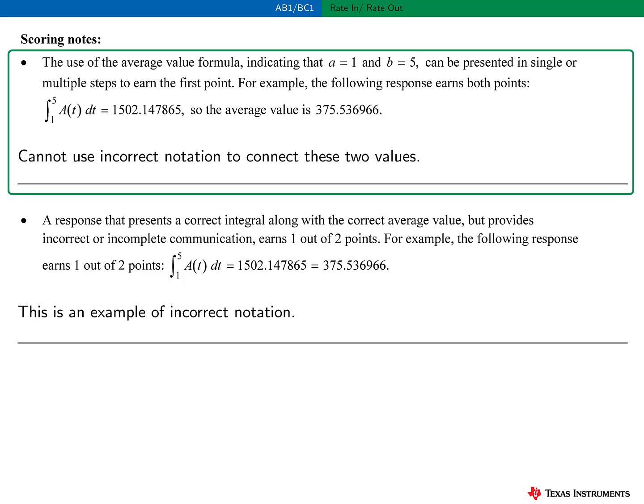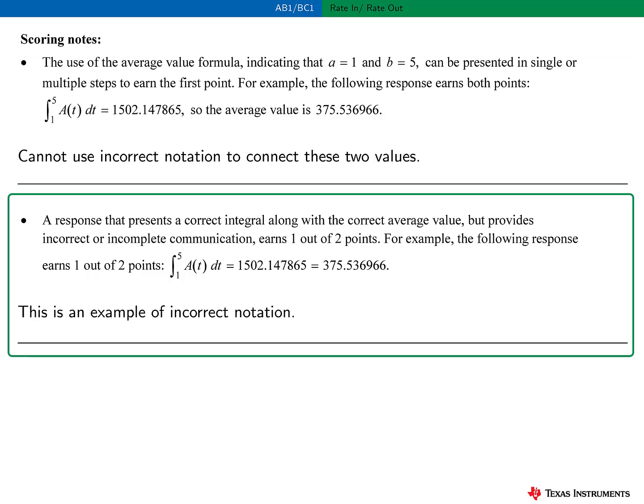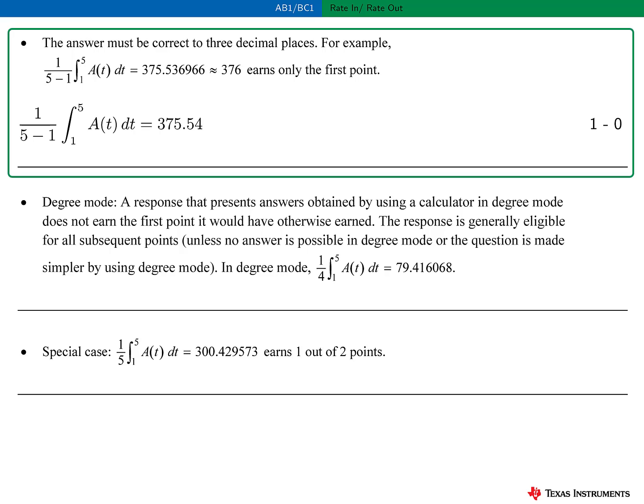And this is demonstrated in the next scoring note. Here the response has connected two values that are not equal with an equal sign. This is an example of incorrect notation, and it earns one of the 2 points. The final numerical answer must be presented correct to 3 decimal places. So this example in the scoring note, rounded to 376, earns only the first point. And this example, rounded to 2 decimal places, earns only the first point.